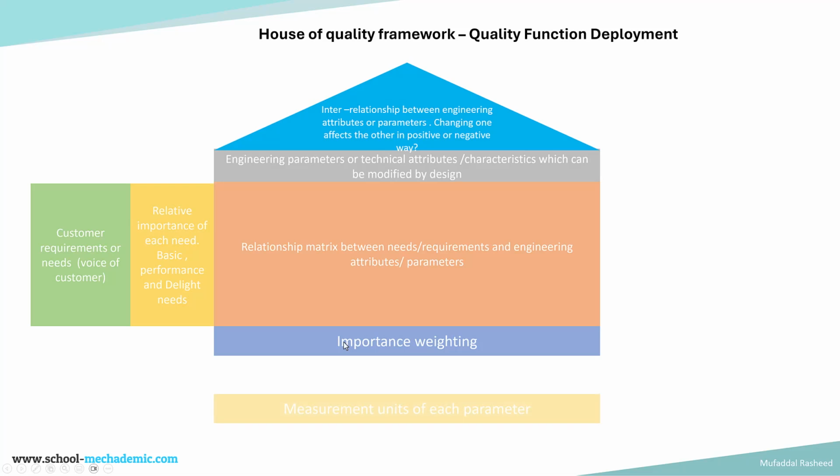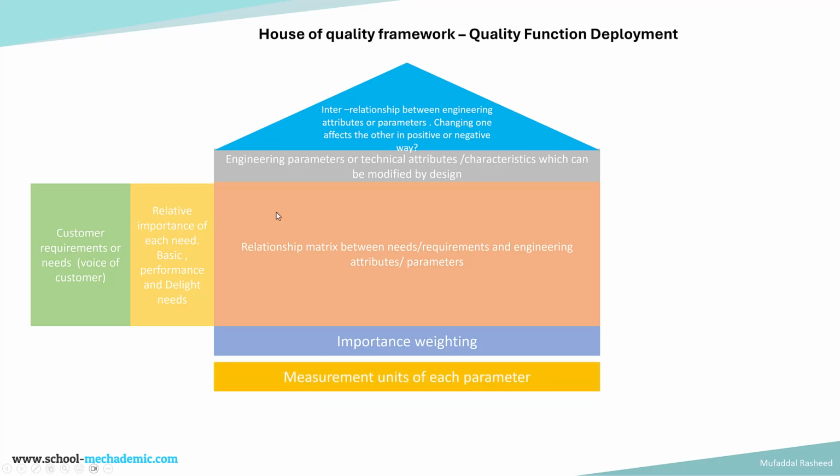The next set of entries would be the measurement units of each parameter. So each engineering parameter can be objective or subjective. For example, an engineering parameter would be torque. Another engineering parameter would be yield strength of a material. So any of that will have an objective measurement unit that will be listed over here.